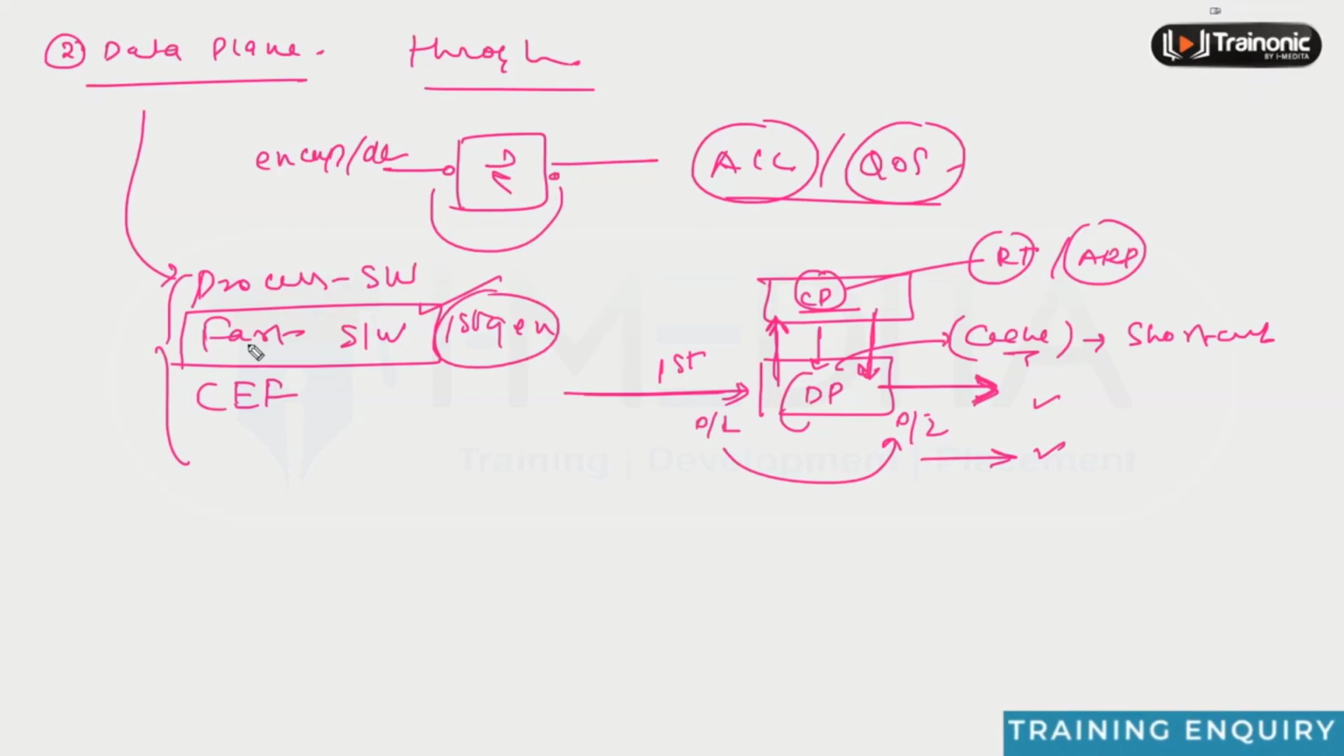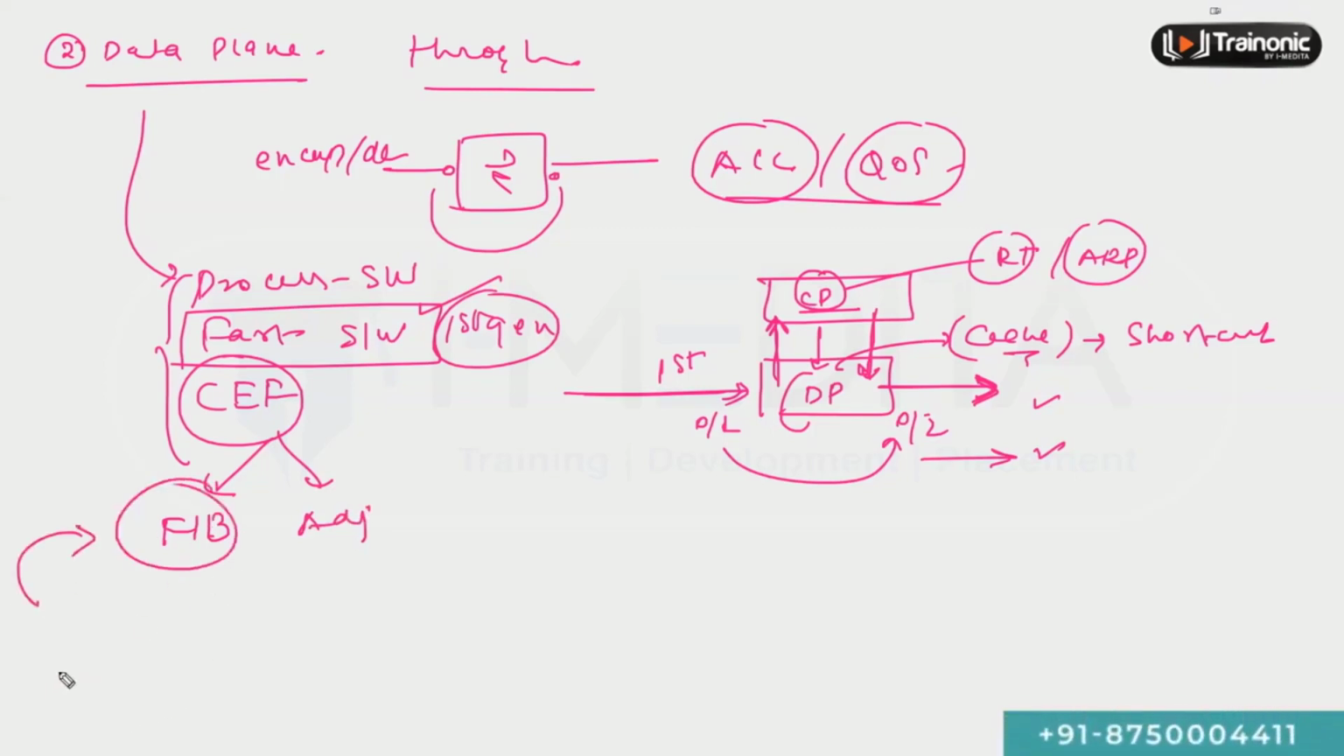Route once, switch many. Later on, CEF technology, Cisco Express Forwarding, was introduced. CEF maintains two tables in the data plane: one is called the forwarding information base and one is called the adjacency table. Whenever a packet arrives, it looks up the FIB table. The FIB is a replica of the routing table, which we call the routing information base. In fact, the FIB is a better replica of the routing table.